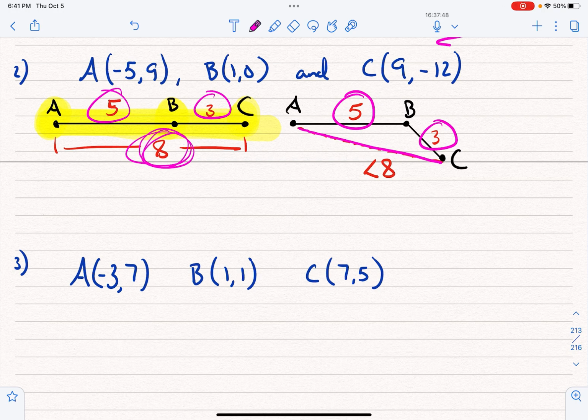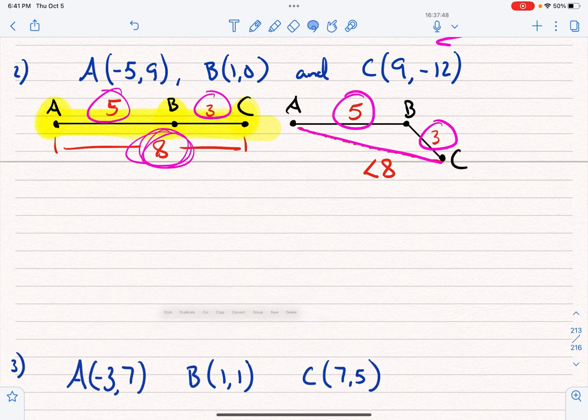Okay, so you've got to find the distance between the first two and the distance between the second two and the distance between the first and last. So that's what we're going to do now. Now that I've got all this drawing and scribble everywhere, let me shift this stuff down. Okay.